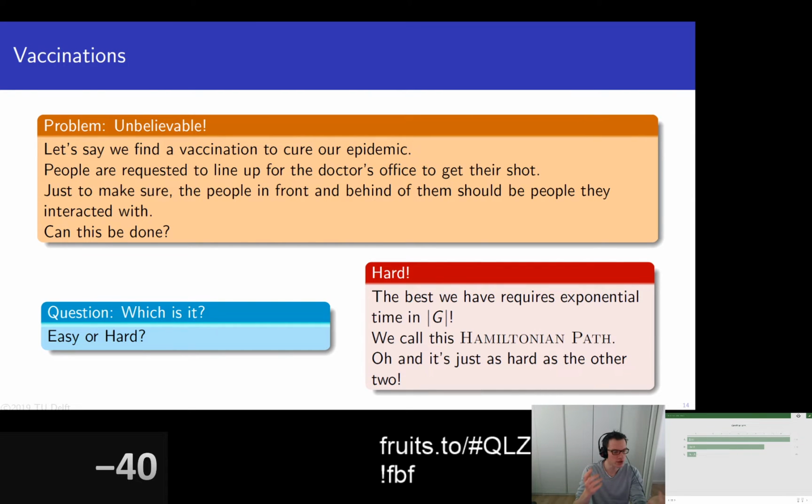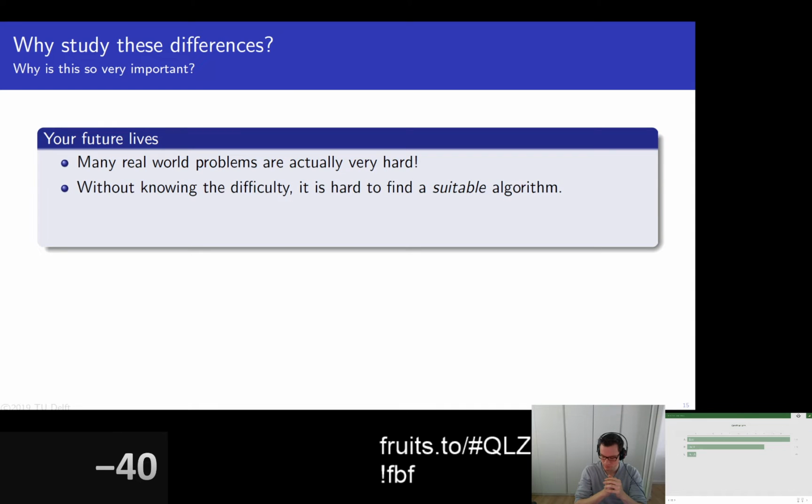So why do I think this is so important? Well, as it turns out, many problems in the real world are actually very hard. They have no efficient solution that we know of. And without knowing this, it's very hard to find a suitable algorithm. If you decide to use Dijkstra on something that Dijkstra cannot be used for, things are bound to go wrong. Or if you think, this problem should have a solution, you might spend days working on it, only to find that, well, you are not able to come up with a solution.